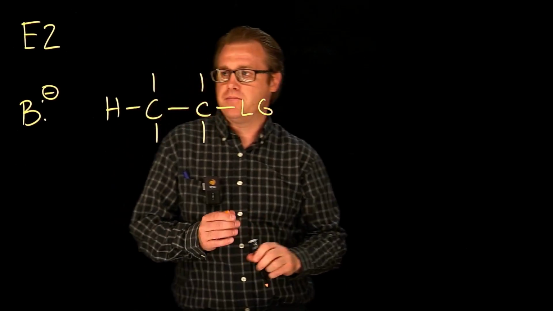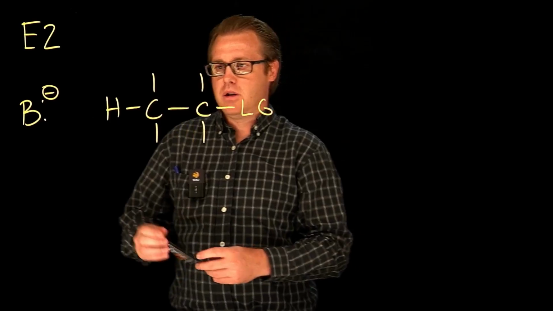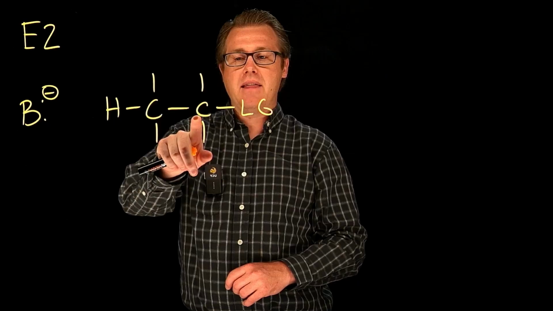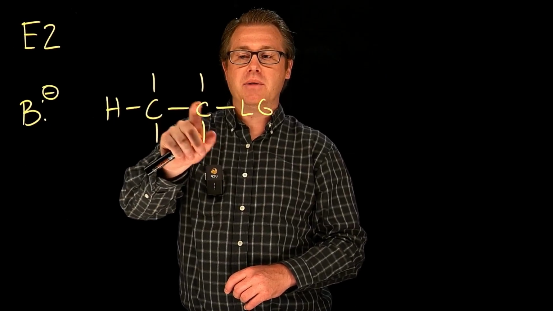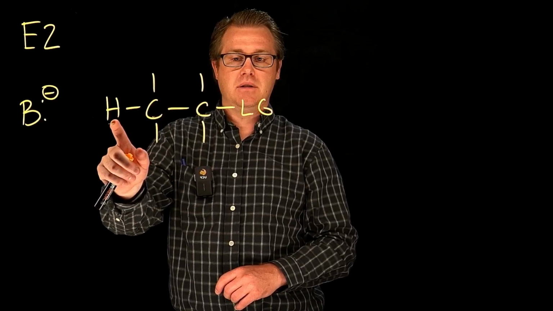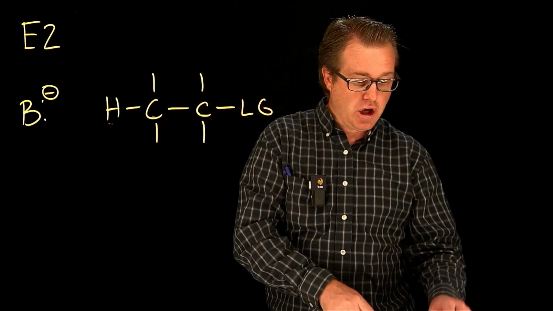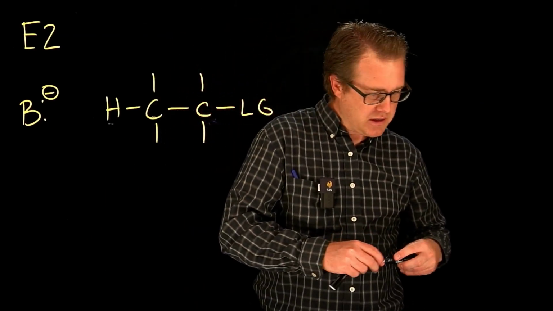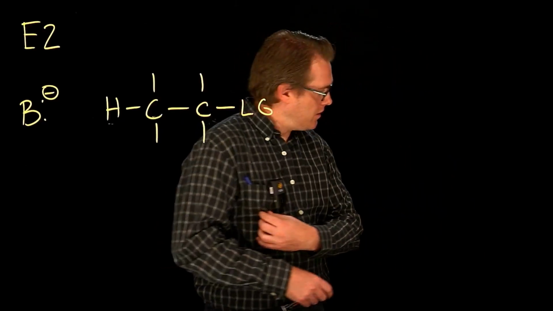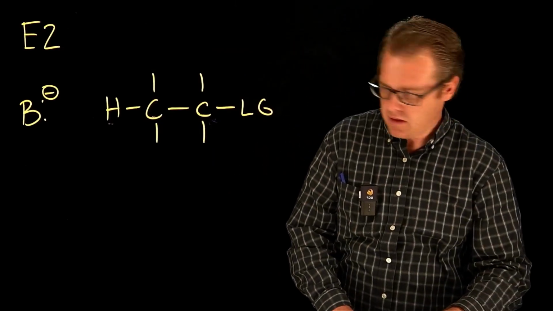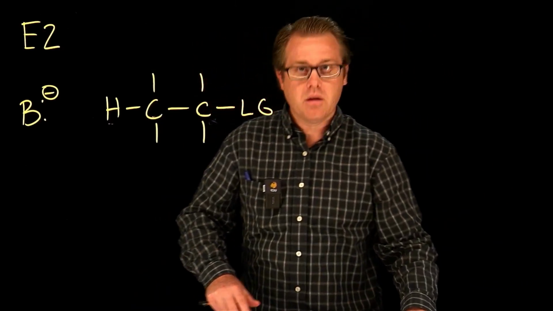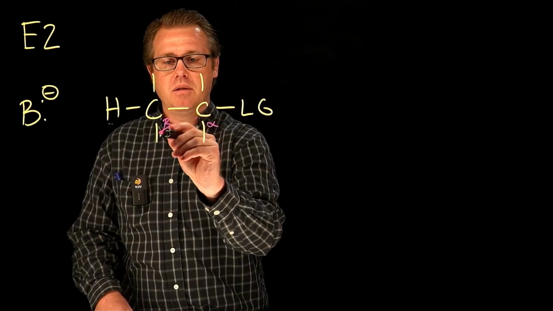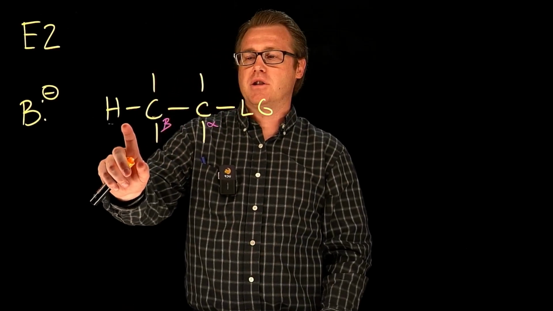And there's our leaving group. Notice that you have a leaving group attached to a carbon, and then attached to this carbon that I'm pointing to is another carbon that has a hydrogen. All right. So we could number it if we'd like. We could say this carbon is the alpha. We could call that one alpha. And this would be the beta carbon. So we need a hydrogen on the beta carbon.